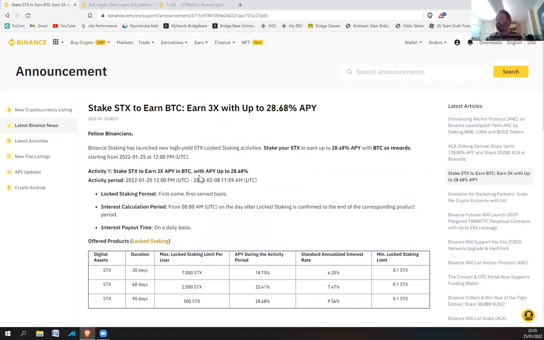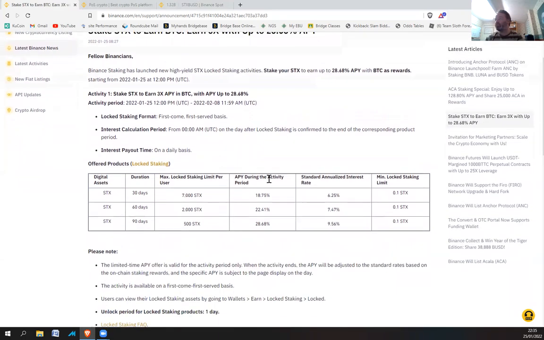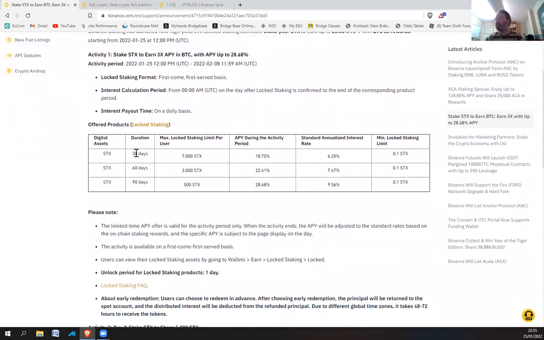So activity one, there are two activities here. It's on a first-served basis. Basically, it's 30, 60, or 90 day staking. Maximum lock staking is 7,000 for 30 days, up to 500 Stacks for 90 days. As you can see, the interest rates gradually increase the longer you put it in. The normal standardized annualized interest rate would be 6.25% for the basic 30 days.